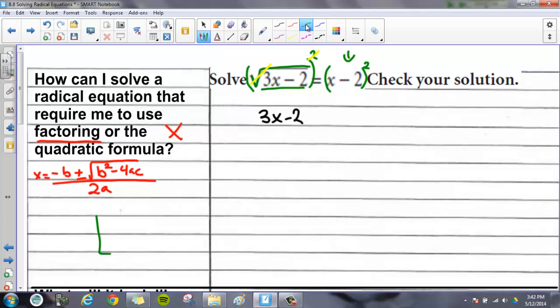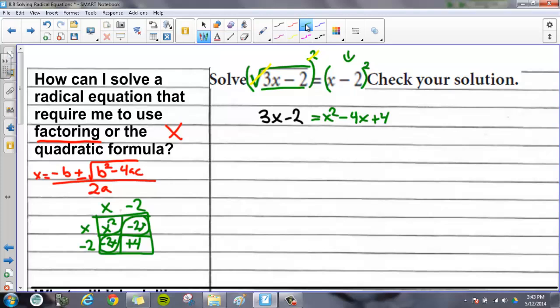So we're going to make our little box down here, the box method I taught you a while ago. We got x minus 2, x minus 2, and we get x squared minus 2x minus 2x plus 4. We can write this over here as x squared minus 4x plus 4.